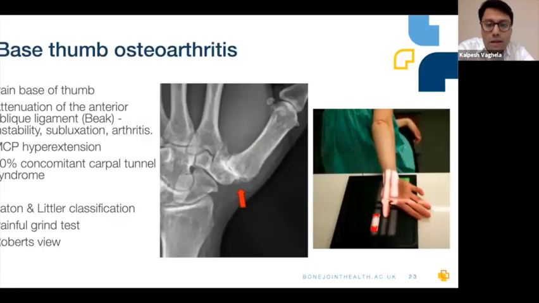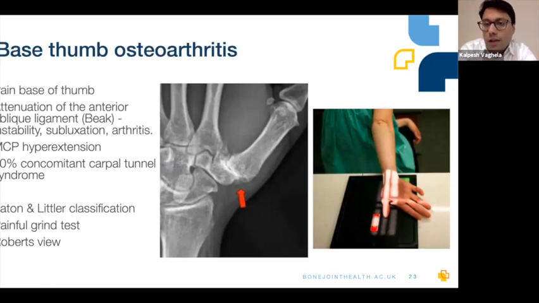So basal thumb arthritis is an extremely common condition. It usually affects postmenopausal women, and it doesn't really have a hand dominance, but it can affect the dominant hand more than the non-dominant hand. And really what we think is that the thumb undergoes an extreme amount of joint reaction force, especially when gripping things and pinching things. It can be up to 10 to 13 times increasing your joint reaction force when you grip something at that CMC joint.